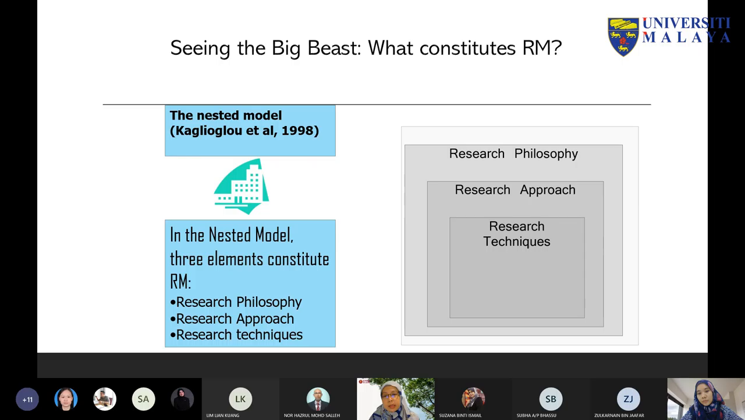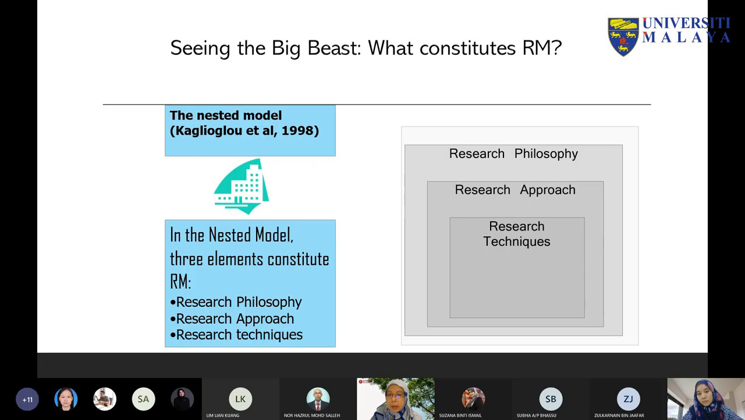Later, Saunders called it the layers of the onion. But I'm not going to discuss philosophy, approach, and techniques in one day. So for today, we'll look into philosophy and approach first. Tomorrow, we're going to look at how we're going to collect and also analyze data. So for this slide, we'll look mainly at the paradigm.